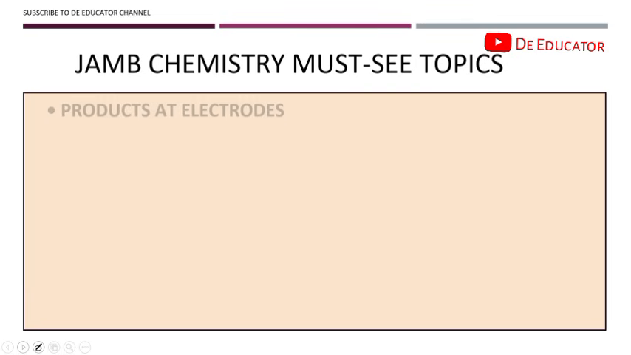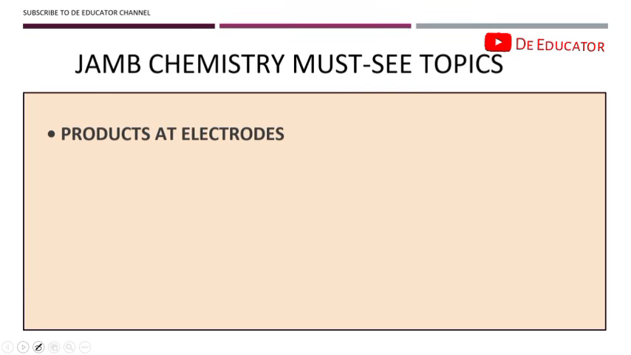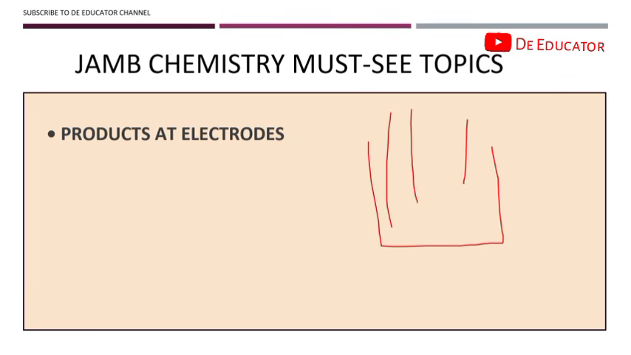Some of the topics under electrolysis are products at electrodes. They will tell you what is formed at the anode, what is formed at the cathode. You should remember your electrolysis diagram, where you have your anode, you have your cathode, and then you have your salt bridge that connects. You should remember this diagram. You should know what is formed at the anode, what's formed at the cathode, what's positive, what's negative.